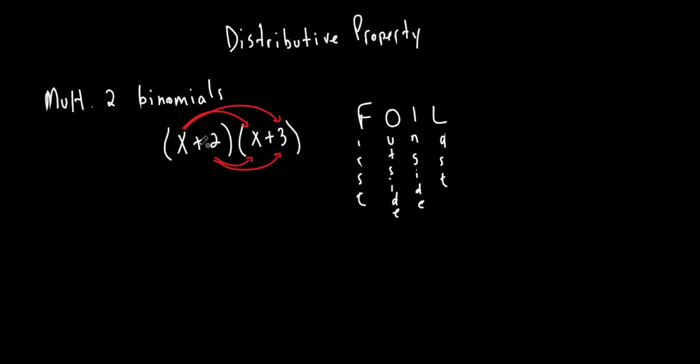All right, this is just an ordinary distributive property, but we multiply 2 binomials together quite a bit in high school math. So they gave it its own name. They call it FOIL. All right, so let's actually do the math here.